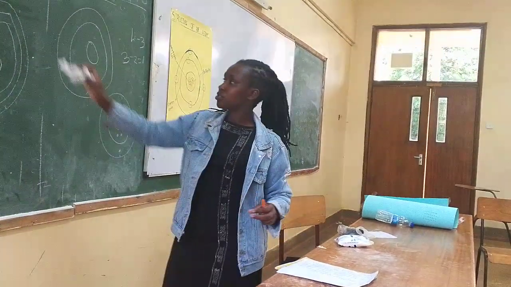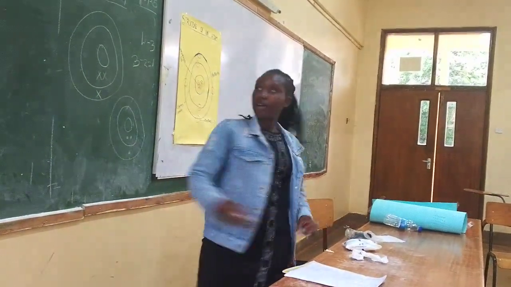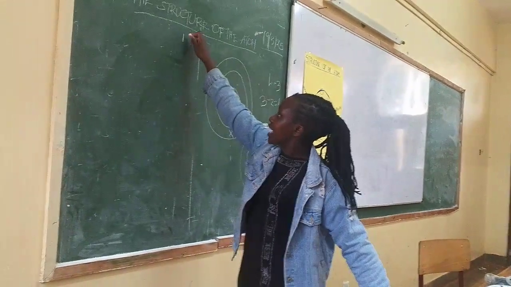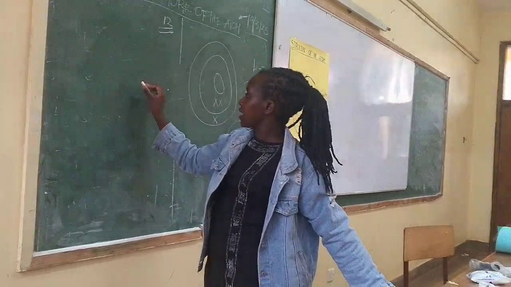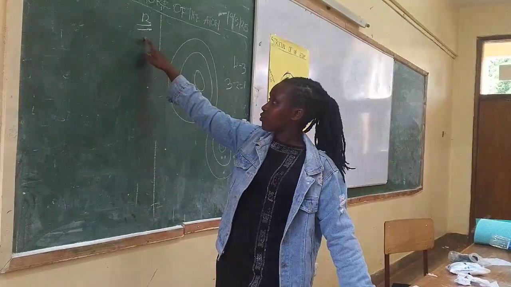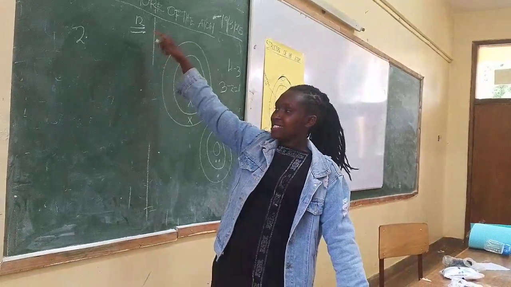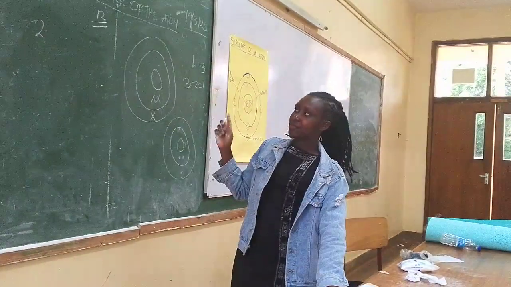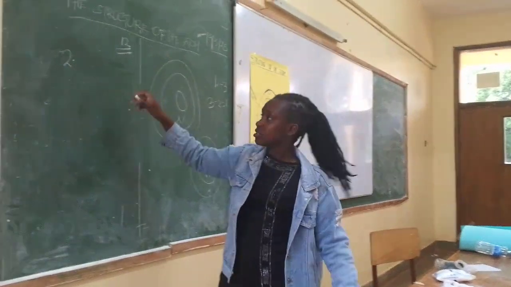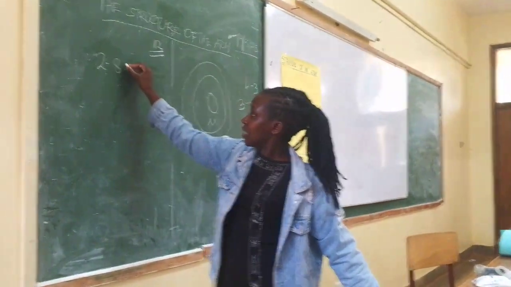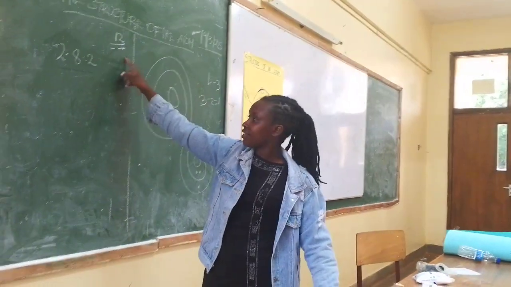Then when we come to another element, like magnesium, it has 12 protons, so we divide like this. When you remove 2 from here, you remain with 10. The second energy level carries a maximum of 8. So when you remove 8 from 10, you remain with 2. So you arrange them like this before you draw. When you add, it brings a total of 12. You arrange.